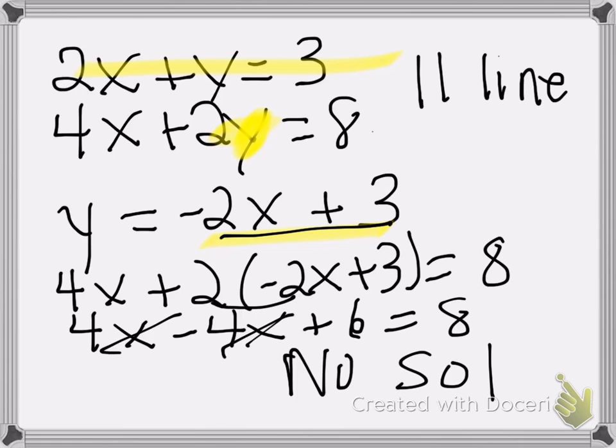Because remember, you're either going to get one solution for intersecting, no solution for parallel, or all solutions for coinciding. This wasn't true. It's no solution, so we know that our lines are parallel. Now that's the same problem worked two different ways. Okay, now then, I'm going to work a different problem and show you what happens.